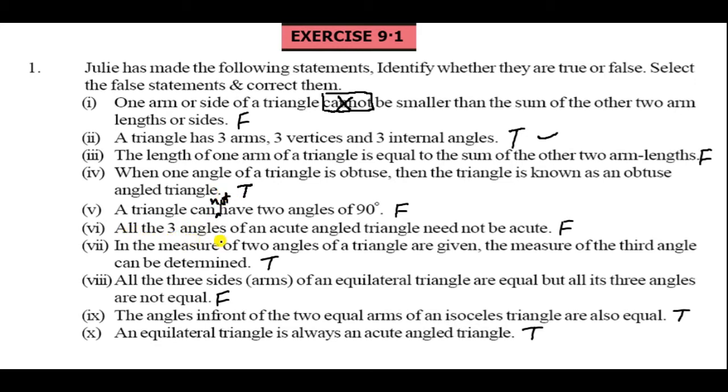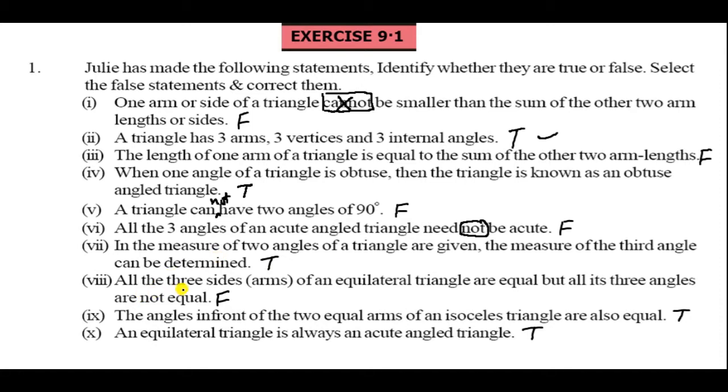All the three angles of an acute angle triangle need not be acute. It is a false statement because they need to be acute. So you can remove this one. If the measurements of two angles of a triangle are given, the measurement of the third angle can be determined. It is true, because the sum of all the angles is 180 degrees.